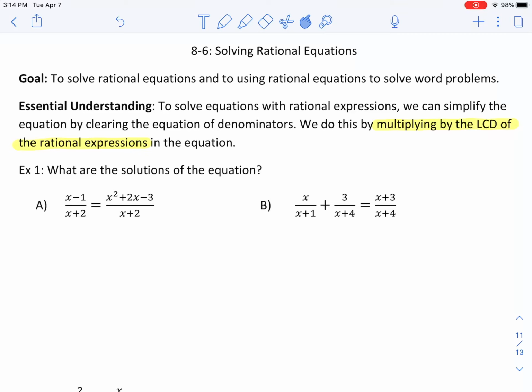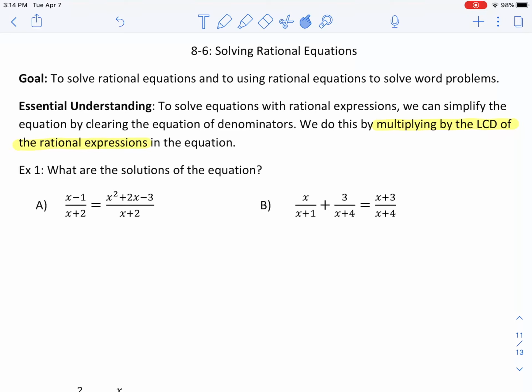Hello everyone, we are covering section 8.6, which is on solving rational equations. First of all, what is a rational equation? Well, the word rational means fractions. Specifically, rational equations are fractions with variables, and equation means that there's an equal sign.